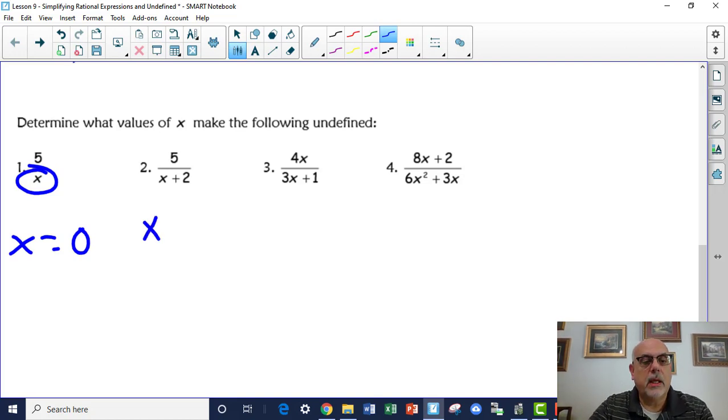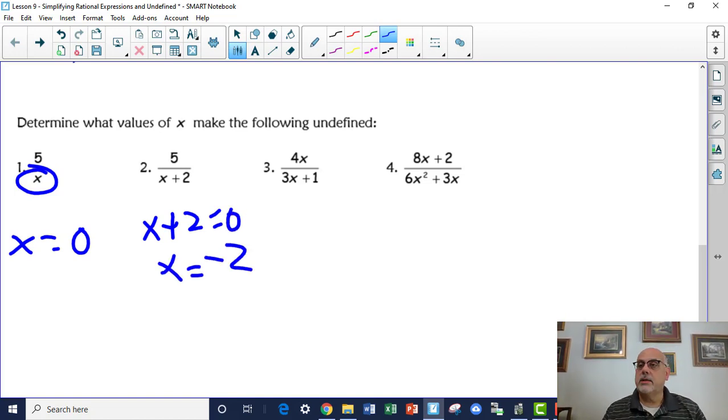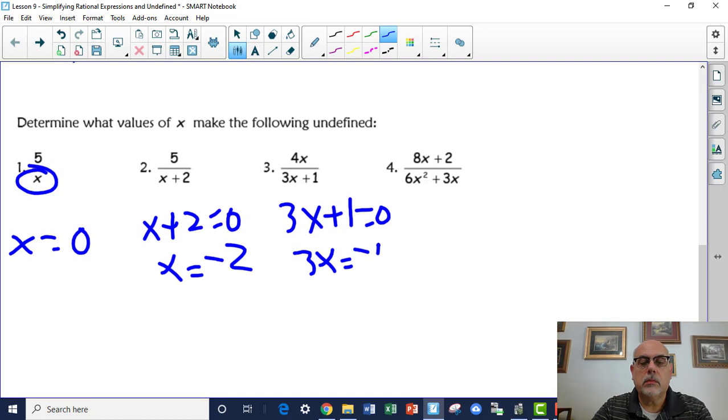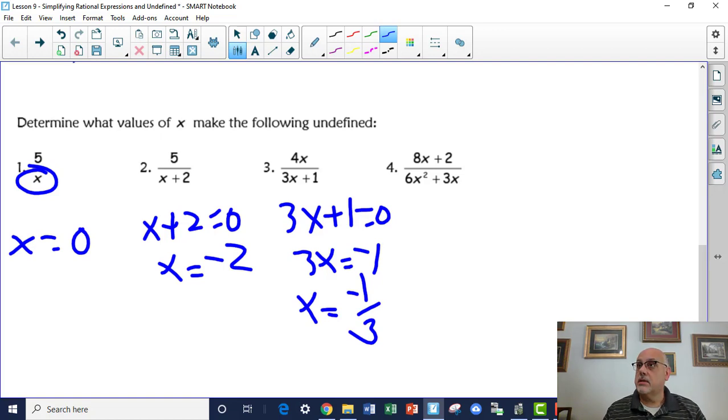Number 2. x plus 2 equals 0. So when x is negative 2, you get a 0 denominator. Anything else is a good value. 3x plus 1. Subtract the 1. Divide by 3. So when x is negative 1/3, that fraction is undefined.